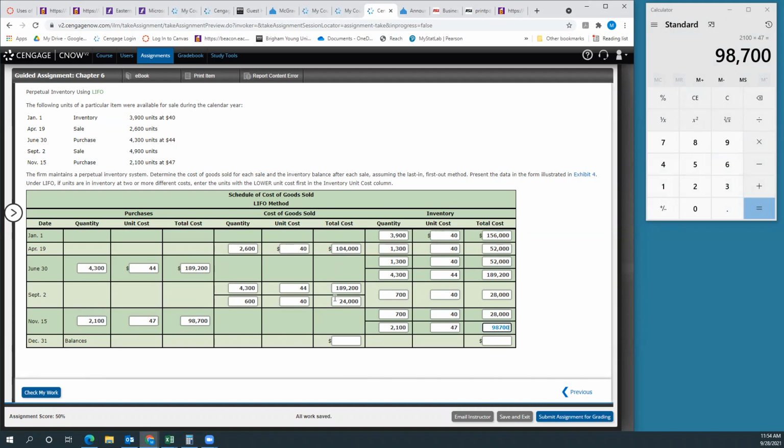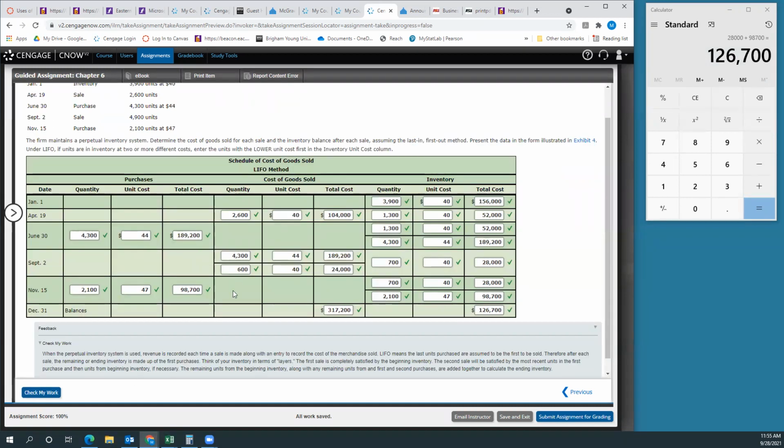So again, cost of goods sold is the total of the whole column. So I got 317,200. And then for the asset inventory, it's just going to be whatever that inventory is at the end of the month, which is going to be 28,000 plus 98,700 or 126,700. And that should be right unless I made an arithmetic error. We'll check it. Looks like we're all good.